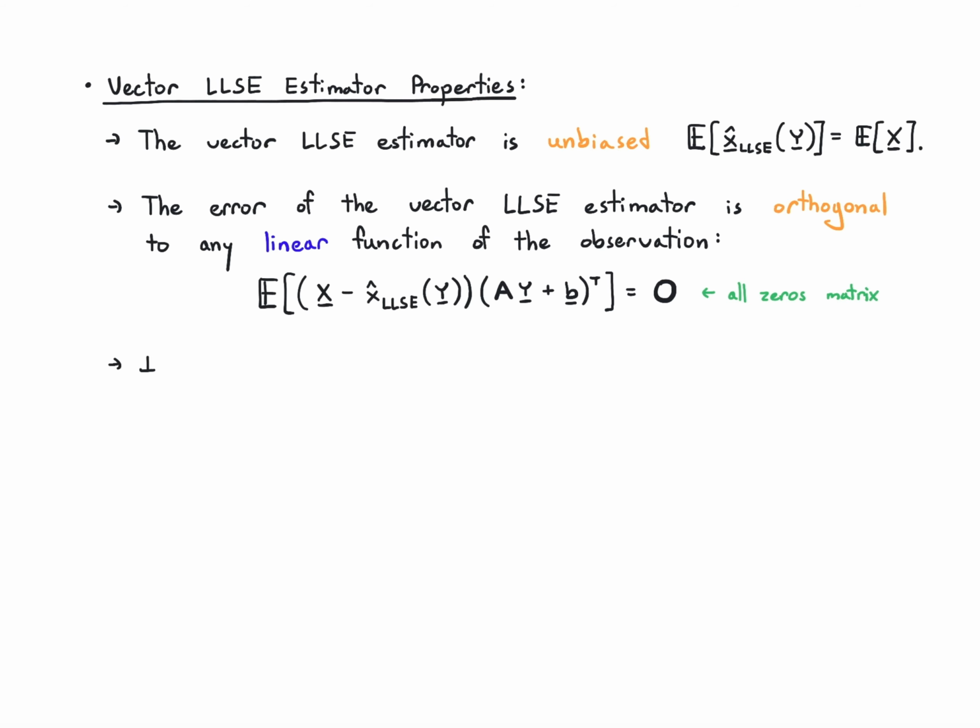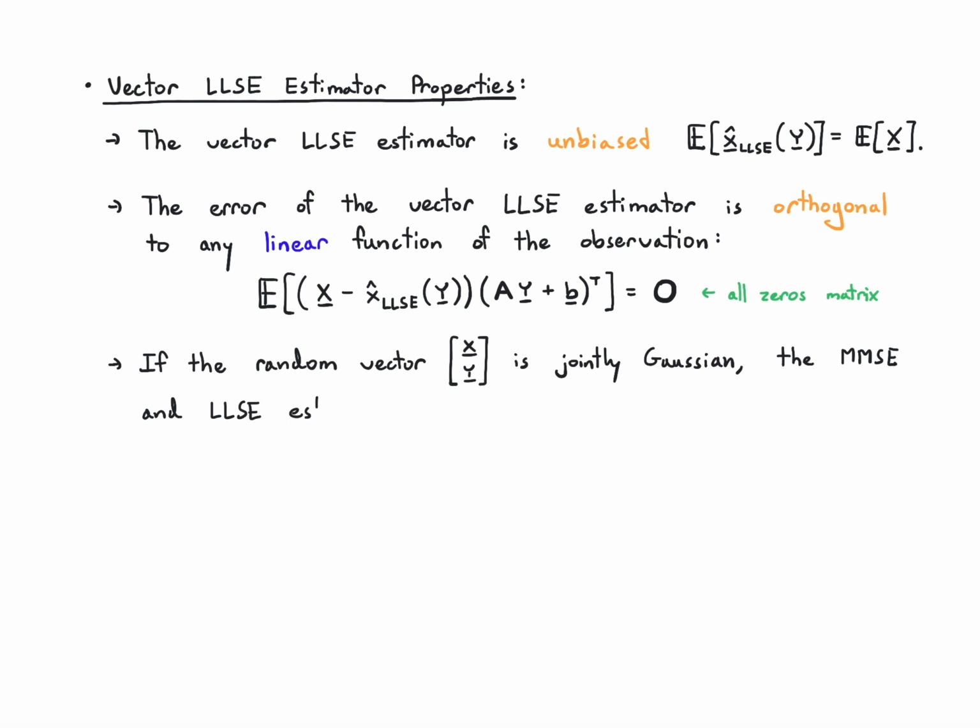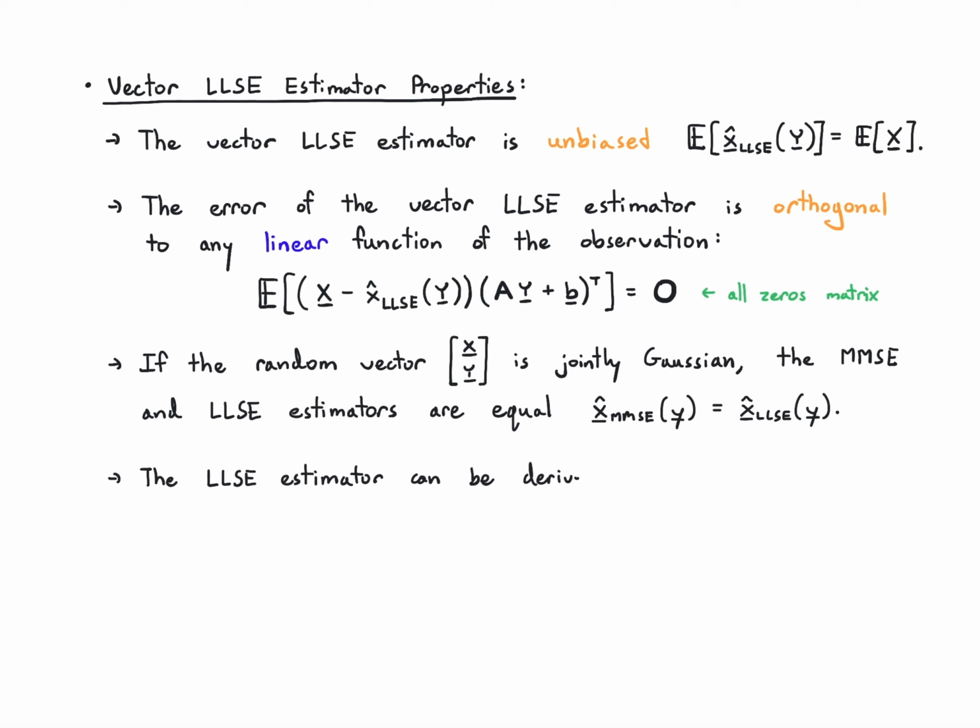And if this random vector x, y, so the stacking, is jointly Gaussian, then the MMSE and LLSE estimators are actually the same. They're equal because, when jointly Gaussian, you can always predict optimally with linear functions. And as before, the vector LLSE estimator can be derived directly from the unbiasedness and orthogonality properties. That's a really convenient thing to have in hand, and you can see your lecture notes again for details.